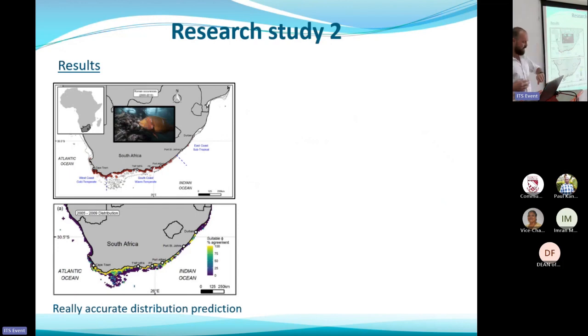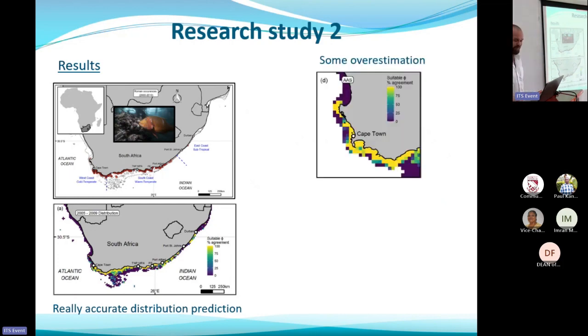And you can see an amazing correlation between its occurrence points and where the model predicts it occurs. You can't really see it now, but there's actually a gap over here, and there's quite a few points underneath the South African coast here in Durban. And this is actually picked up in the model with this patch of habitat that occurs over there. So it's really accurate at forecasting the distribution of this particular species, aerobic scope, that is.